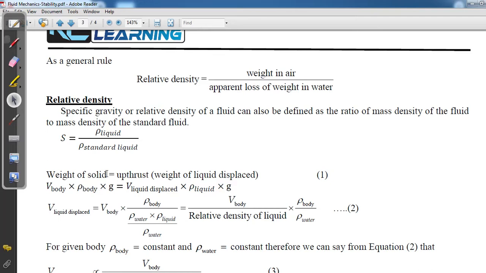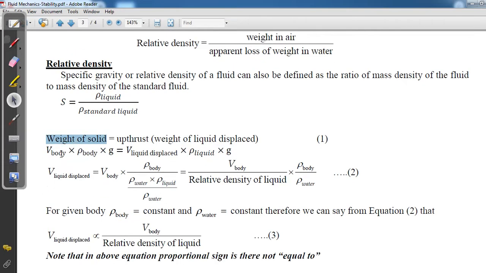So in the free floating condition, the weight of the solid is balanced by upthrust, and upthrust is equal to the weight of liquid displaced. So this formula becomes: weight of solid is mg, and mg is volume of body into density of body into g, and that is equal to upthrust, equal to volume of liquid displaced into rho of that liquid into g.